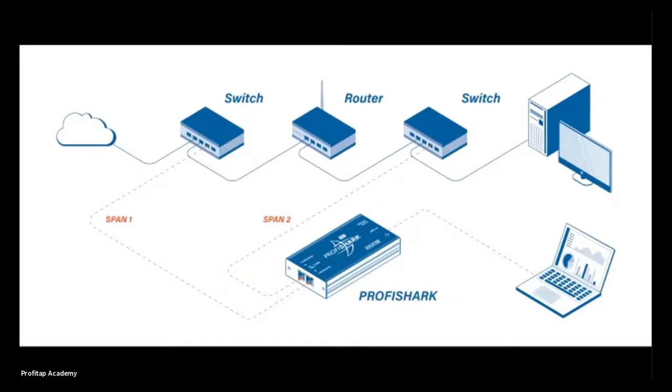The Profi Shark is connected via USB 3 to my Mac that I'm using for the presentation. We're taking the traffic from the switch on the outside of the router and from the switch on the inside of the router, and bringing that together inside the Profi Shark. We're merging that traffic with a timestamp resolution of about 8 nanoseconds, and then sending that off to the PC. This gives us a way to capture that traffic, bring it in together, and take a look at what's going on.